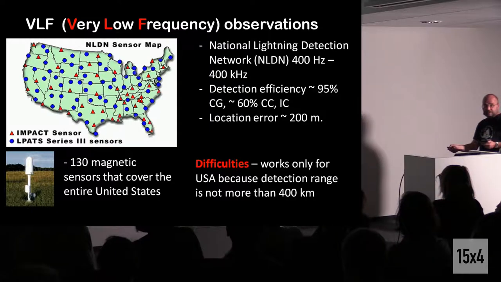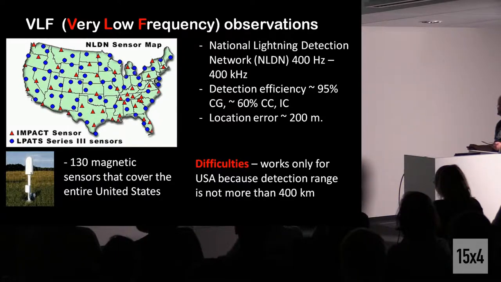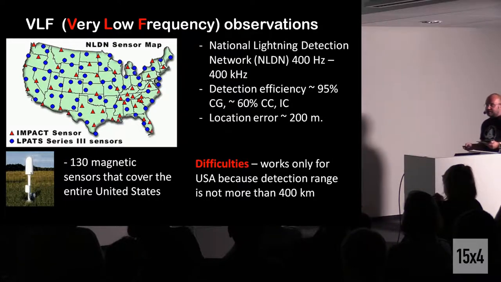And if several sensors detect lightning, it's possible to locate lightning with accuracy of about 200 meters, and it's very impressive results, as for me. And the detection efficiency is also very high, 95% for cloud to ground, and up to 60% for intercloud lightning. And this is the best location system in the world.